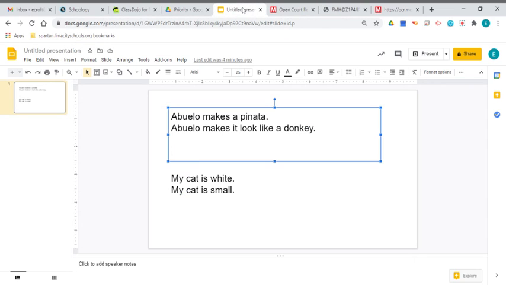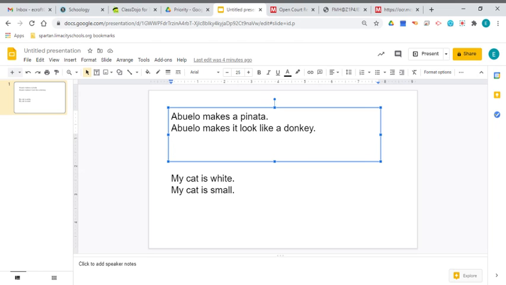I want to show you some examples here. It says, abuelo makes a piñata. Abuelo makes it look like a donkey. So if we were having to write a summary or talk about what's happening in the story, these are some sentences that we might write. Well, to make it a little different, because look how we started these sentences. Abuelo makes a piñata. Abuelo makes it look like a donkey. So instead of saying abuelo makes and abuelo makes again, we could switch it up a little bit.